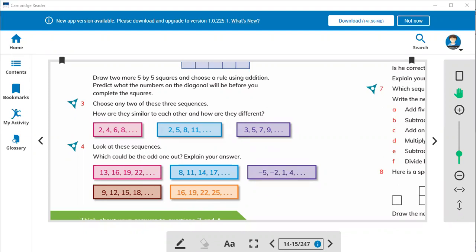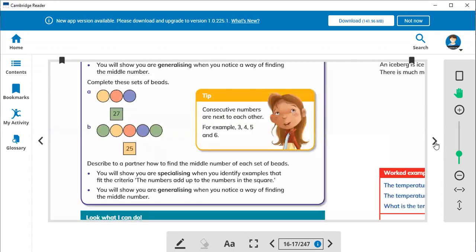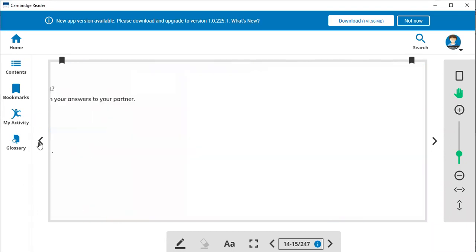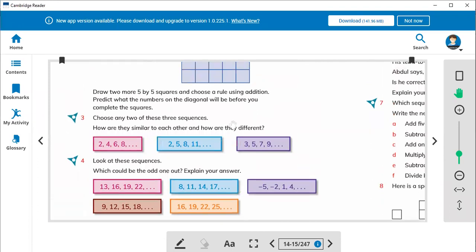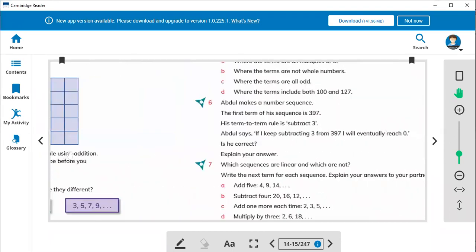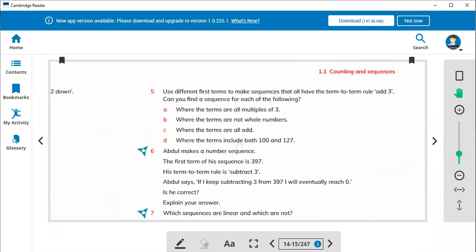So come back to our other topic. Let's see. Here, go backward. Yeah, we finished this one. Now come to question number 4. Use a different first term to make a sequence. Term to term rule, add 3.